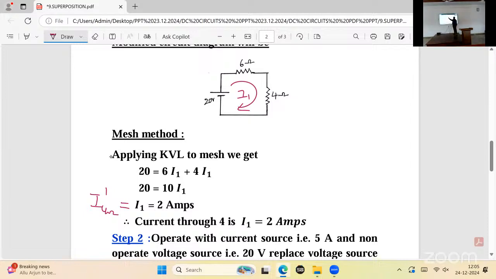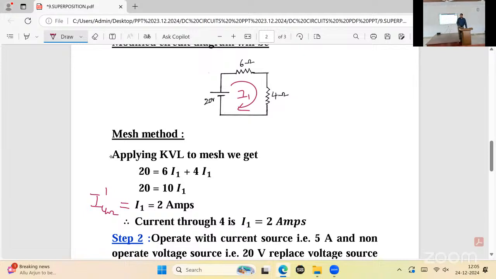After modification, you can apply any one method. Which is the best method? Mesh method, because we cannot apply the nodal method. If you apply the nodal method, I need junctions. We don't have junctions here. So the only possible method is the mesh method. Apply the mesh method, assuming clockwise. The unknown current is I1. Get the I1 answer, the current through 4 ohms. Now change the name: instead of I1, call it I4 ohms single dash.